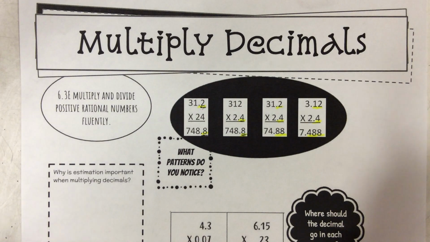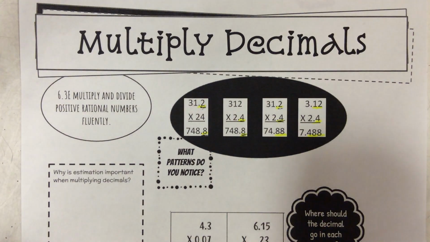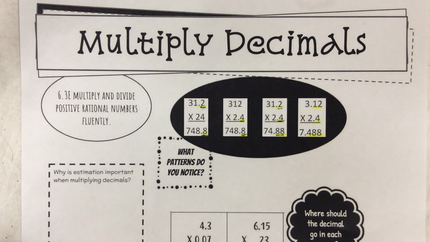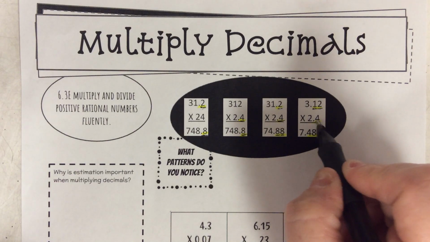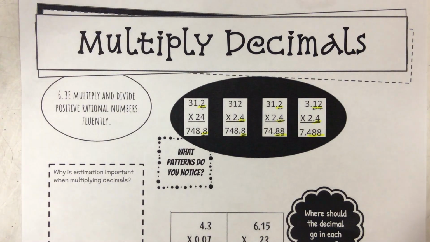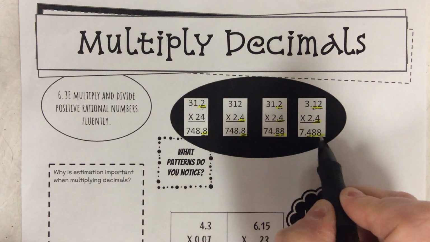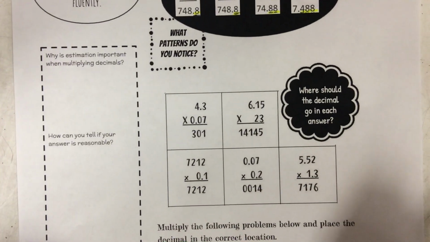Up here, I have 2 digits to the right of the decimal, so right here, I have 2 digits to the right of the decimal. Right down here, I have 3 digits to the right of the decimal, 3 decimal places. So my answer has 3 decimal places. That's basically all there is to this. Isn't that great?